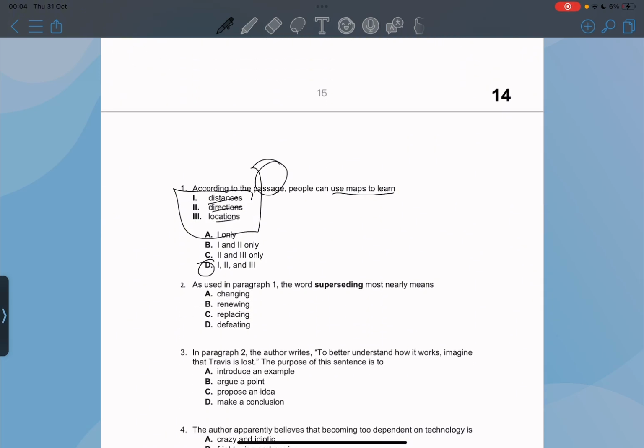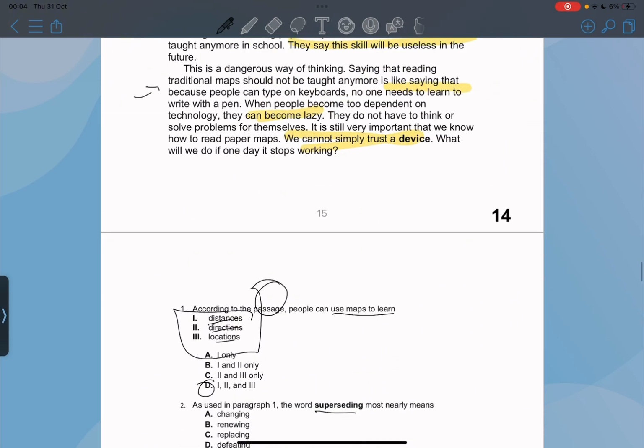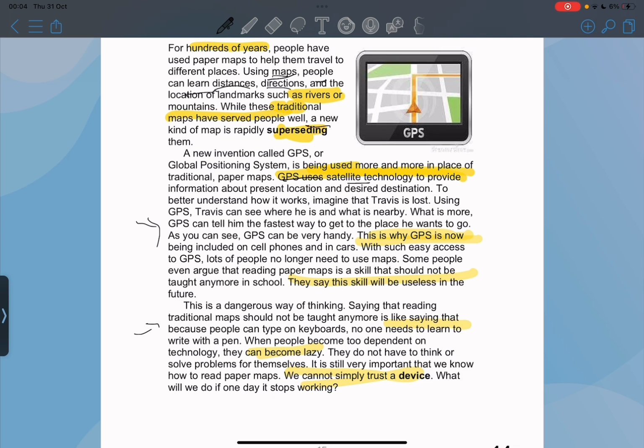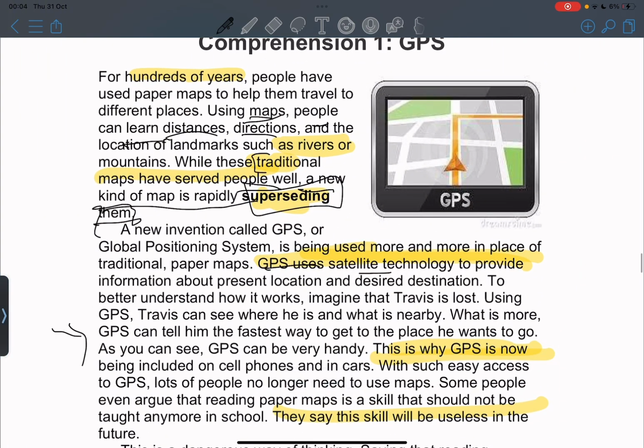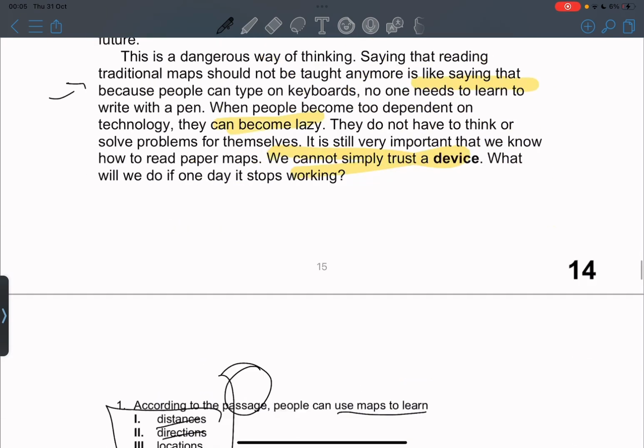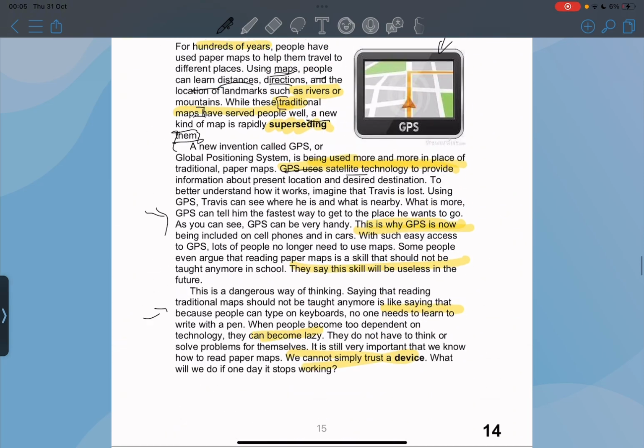Question 2, as used in paragraph 1, the word superseding most nearly means what? So you see right here, it says a new kind of map is rapidly superseding them. So what does it mean when it says them? Well, it's talking about traditional maps. If you look at the context, it says traditional maps have served them well, but new kinds of maps are superseding them. So if you think about what a new kind of map actually might be doing, for example, what is a GPS actually doing to these traditional maps? It's sort of making them obsolete or making them useless because everyone is using these now, right? Or it's advancing on them in a different way.